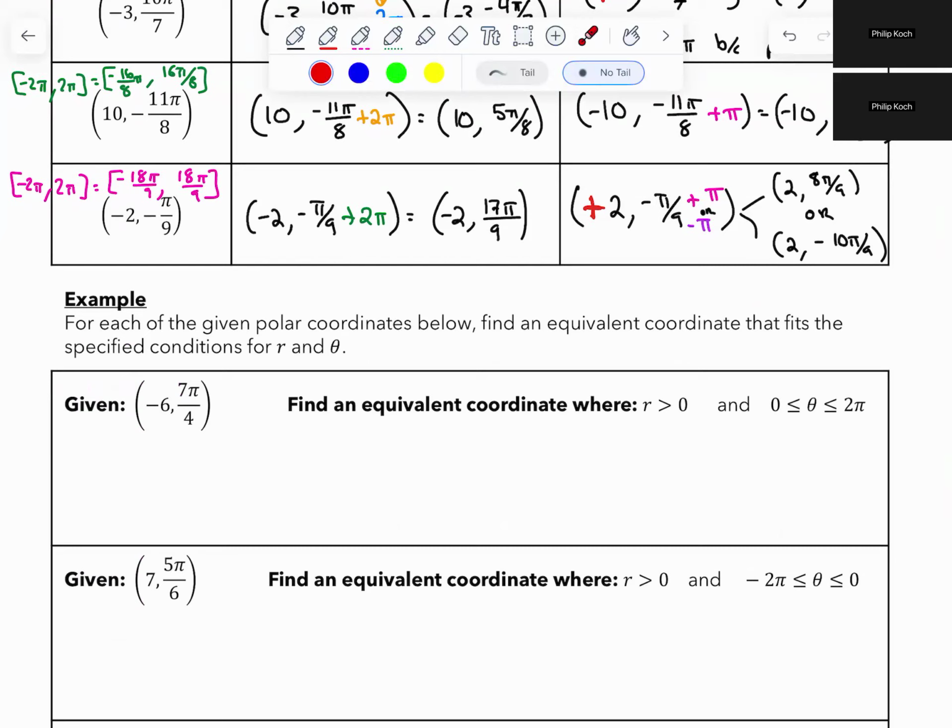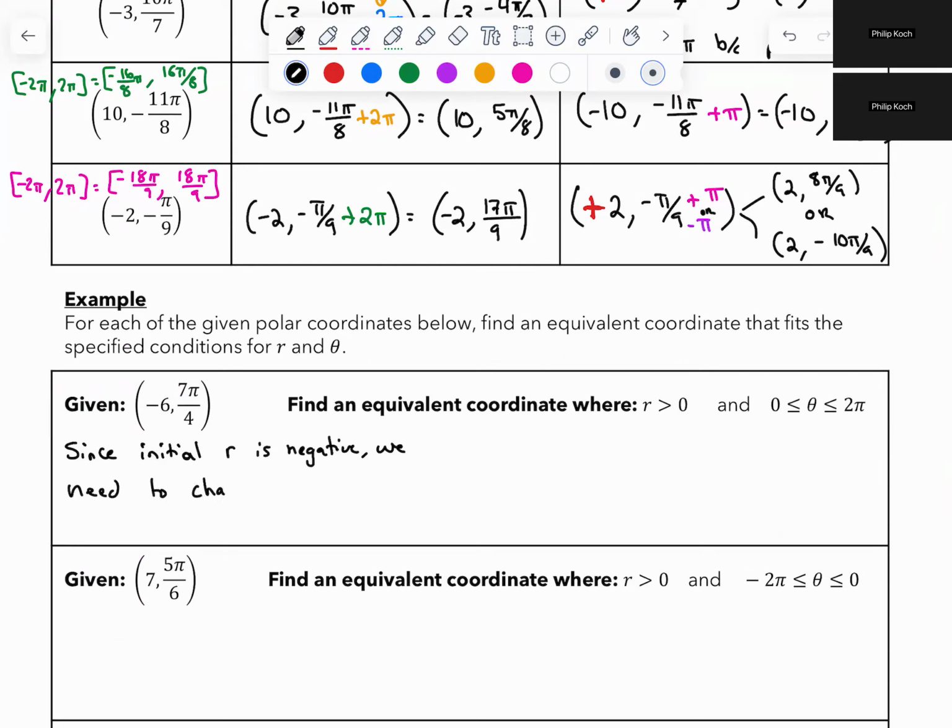And so that means we have to switch R. Since initial R is negative, we need to flip. Change sign. So we'll add, subtract pi after that as well. Let's talk about that, what I mean, after writing it down.